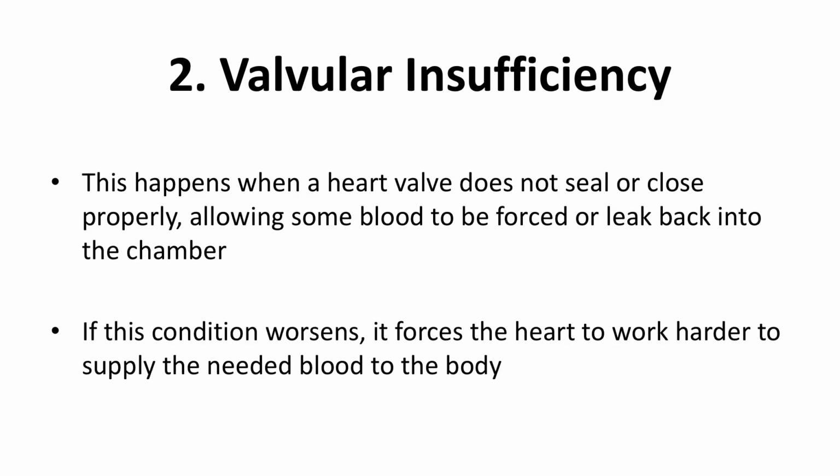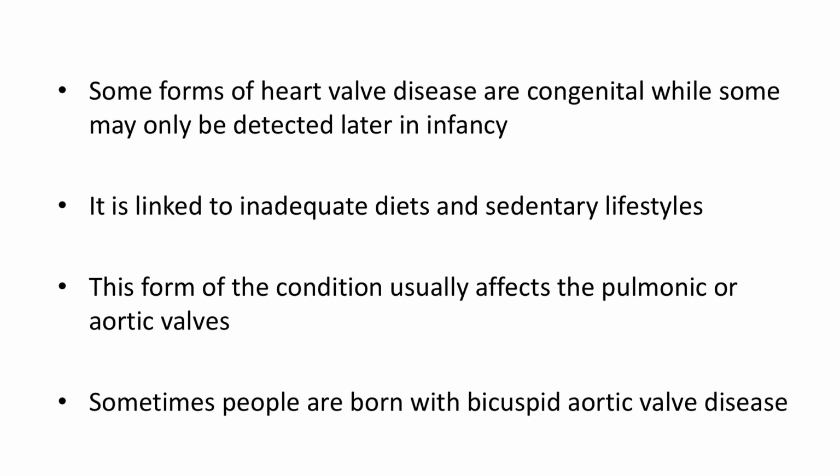The other common type is valvular insufficiency, sometimes called either regurgitation, incompetence, or leaky valve. This happens when the heart valve does not seal or close properly, allowing some blood to be forced or leak back into the chamber. If this condition worsens, it forces the heart to work harder to supply the needed blood to the body. Some forms of heart valve disease are congenital, while others may only be detected later in infancy. Other forms can develop during a person's lifetime.